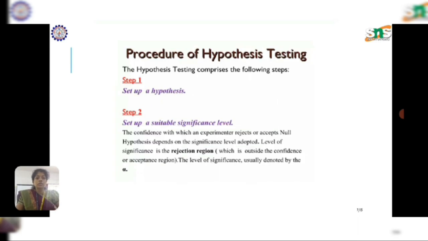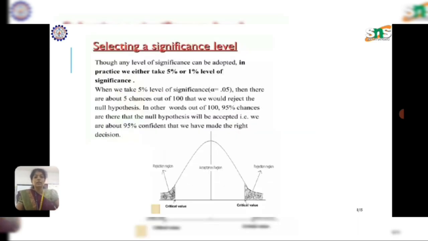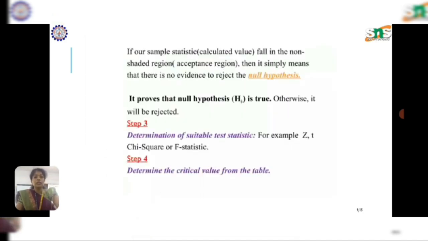The procedure of hypothesis testing: set up the hypothesis, then set up a suitable significance level. Usually we take 5% or 1% as the level of significance, but we can take any level. Suppose I say 5% is the level of significance for the given data, it means there is a 5% chance of rejecting our hypothesis. Otherwise, we can say there is a 95% chance of accepting our null hypothesis. This is selecting the significance level.